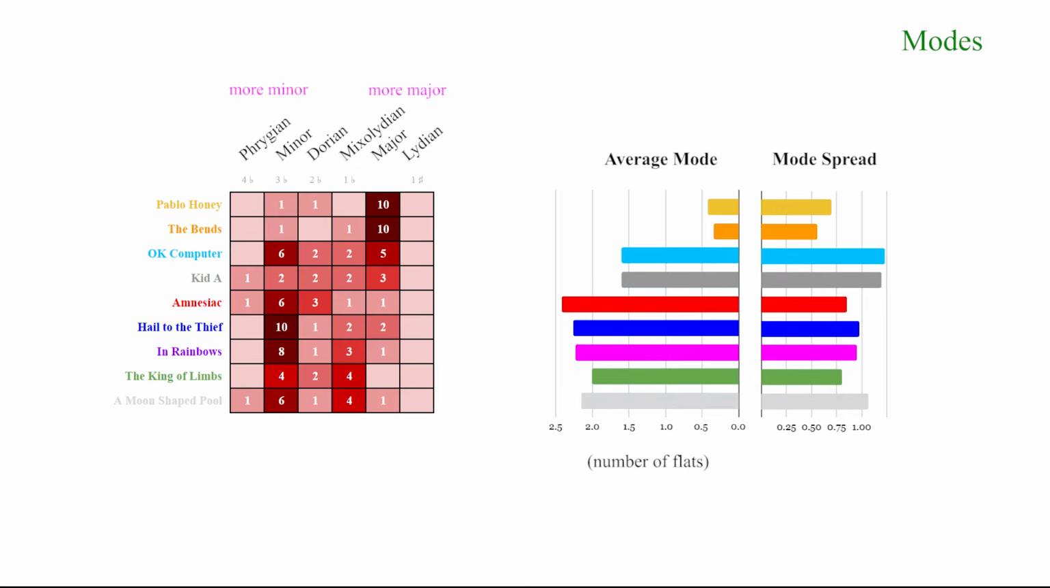As with the key, if the song modulates to a different mode, then I count each mode separately. But if a modulation occurs between the same mode in different keys, such as in Morning Bell, which modulates from A Dorian to E Dorian and back, then it is only counted once.